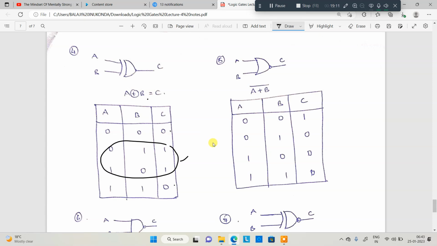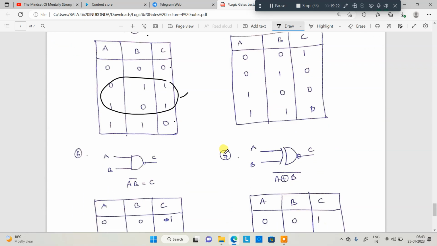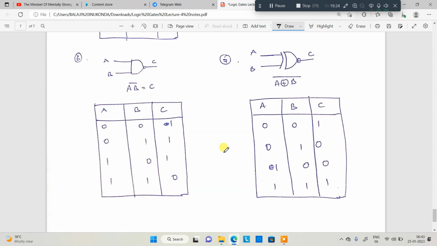Next, the NOR gate. In the NOR gate, A plus B whole bar, this is the symbol. In the NOR gate case, only when both the inputs are 0, the output is 1. In all other cases, the output is 0. Next, the NAND gate. In the NAND gate, A B whole bar is equal to C. When both the inputs are 1, the output is 0. In all other cases, the output will be 1.